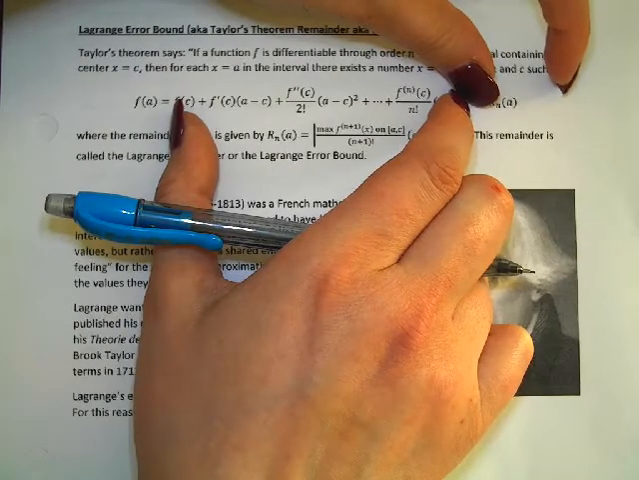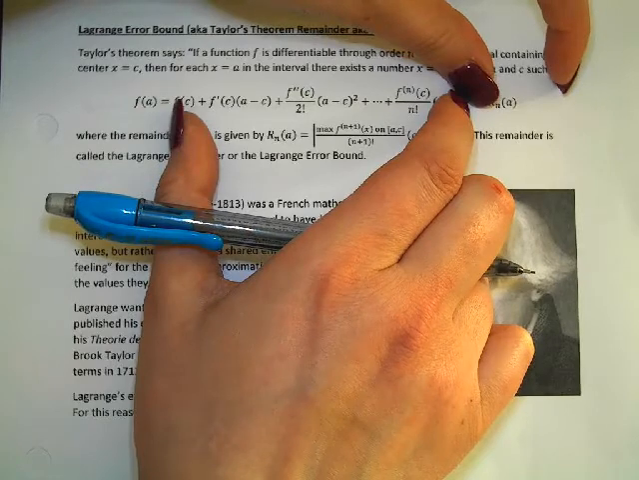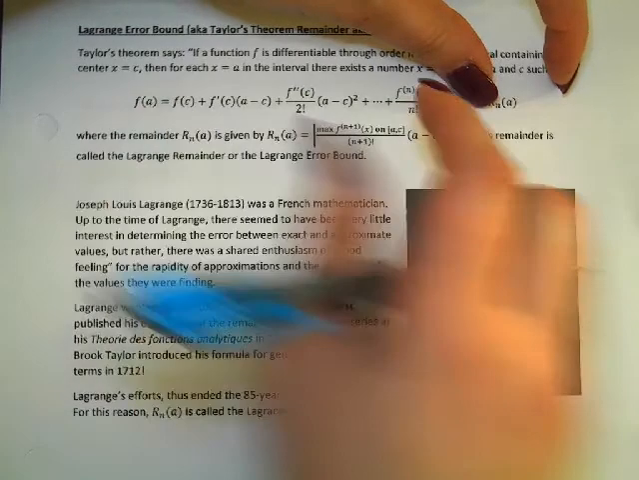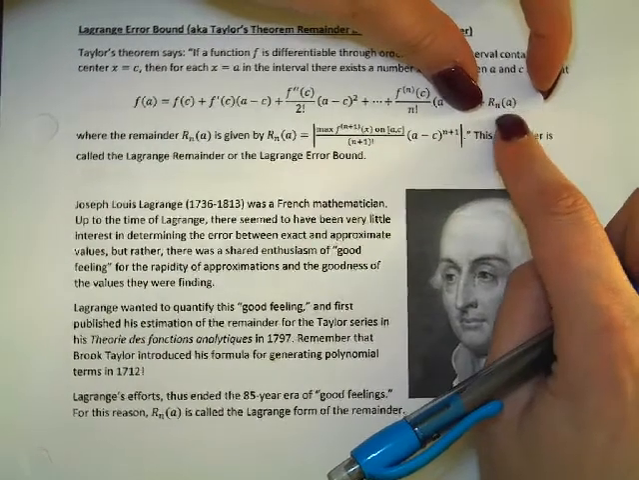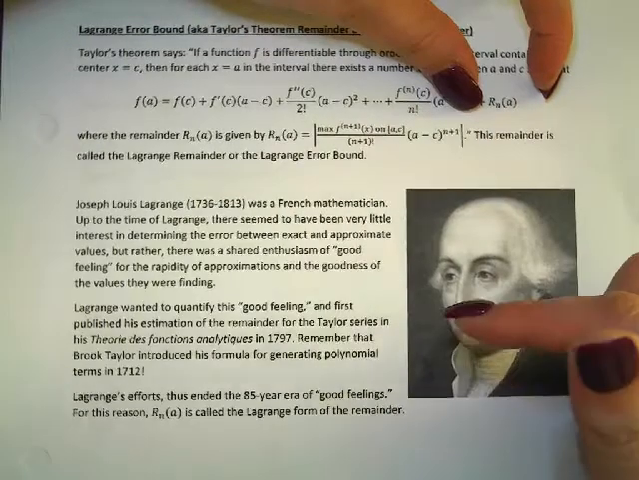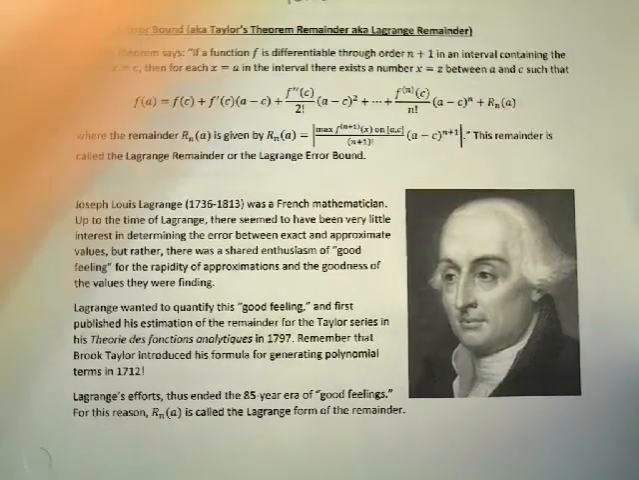So when they talk about the remainder theorem and when they call it error bound, that's why it makes sense. It's saying the remainder of the series is how far off our answer is. It's the error of our answer.